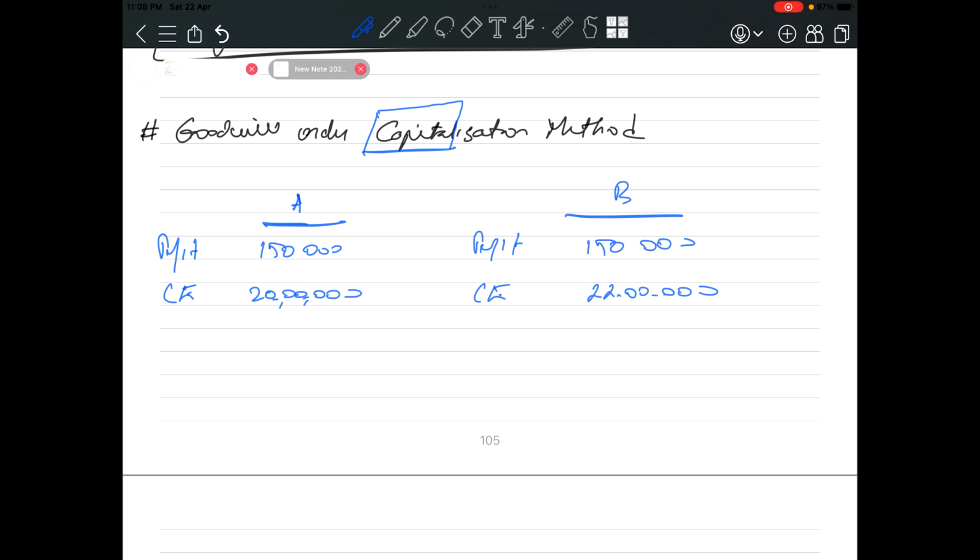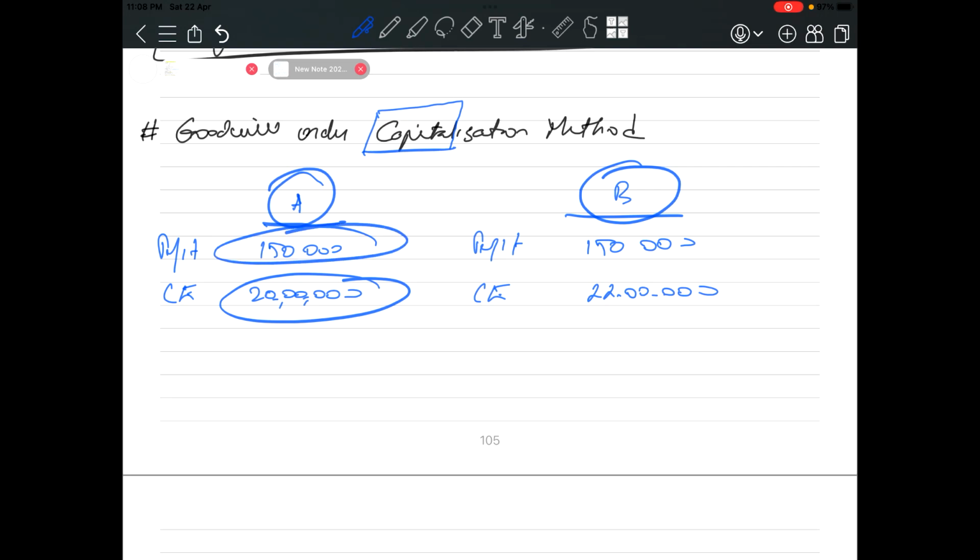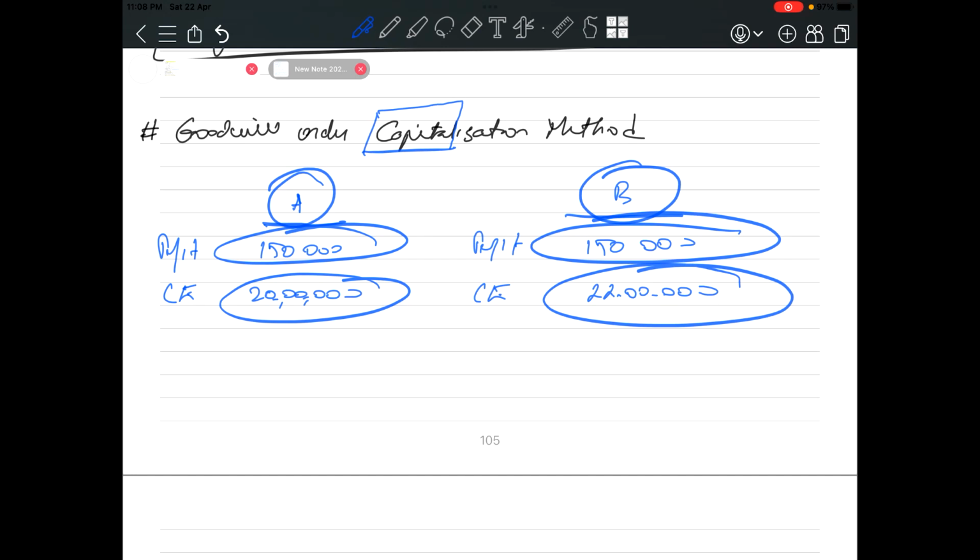Now which company, A or B, is more efficient? A has invested 20 lakhs and is earning 1,50,000. On the other hand, B has invested 22 lakhs and is earning the same profit of 1,50,000. So who is better? I can say A is better, because he is employing less capital and earning more. B is employing relatively more capital. So what is the goodwill in this case? Simple, the goodwill is 2 lakh rupees.